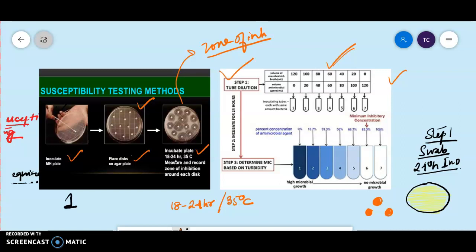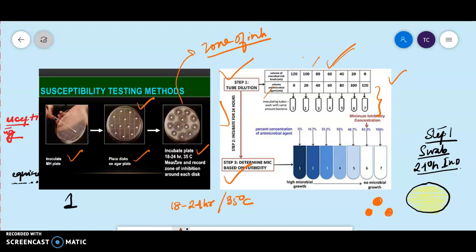So this is your step 1. What is step 1? Step 1 is the tube dilution. That is the volume of microbial-rich broth. So they have taken the broth 120, 100, 80, and the volume of antimicrobial agent 0, 20, 40, 60, 80, 100, 120. So this has been done, right? Then step 2 is to incubate for 24 hours.